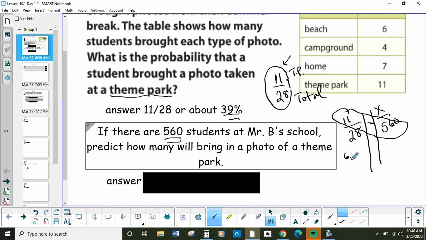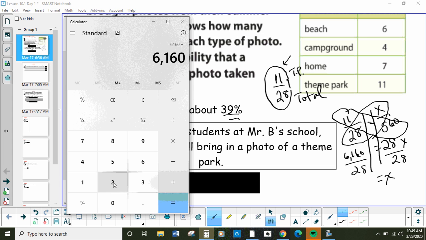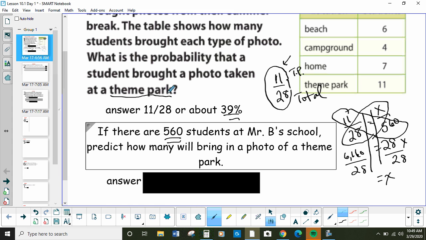So 6,160 is 11 times 560. That will equal, it has to equal, proportional, this times this, right? Means equals extremes. 28 times x there. And to get what x is, to get my missing value, or solve this equation, or find my answer, I would take that, it's already in my calculator, and divide that by 28, and I can figure out that it would be about 220 students would bring theme park pictures out of 560 total if 11 out of 28 did the same thing.